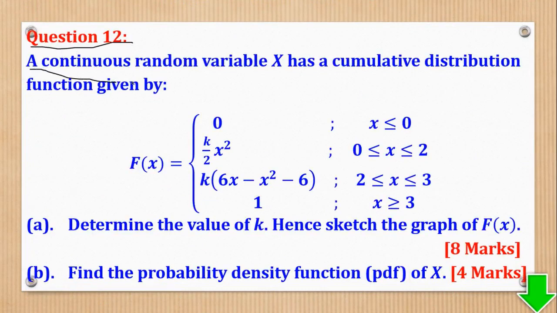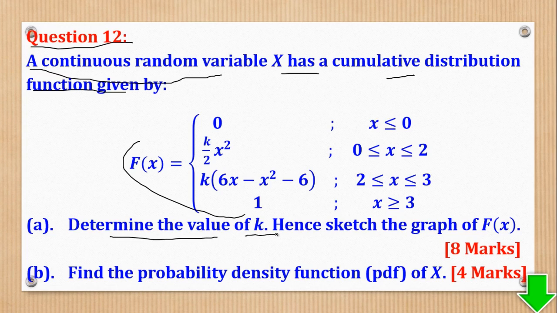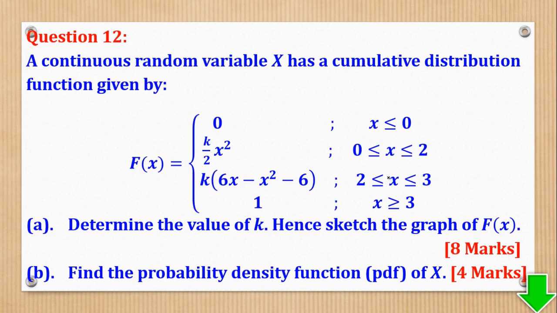Question 12 says a continuous random variable x has a cumulative distribution function given by this. Then determine the value of k and hence sketch the graph of this. Find the probability density function of x. So here we should know that the total must be equal to 1. So this one, F(3), must be equal to 1, total probability.